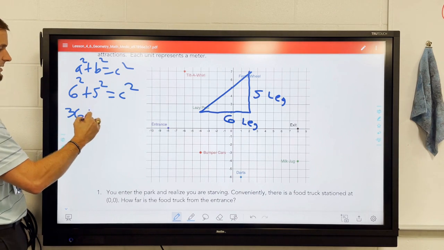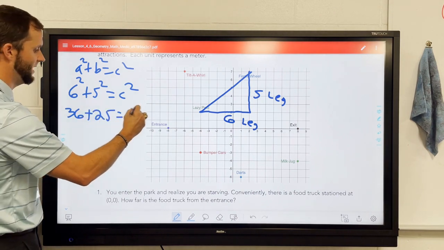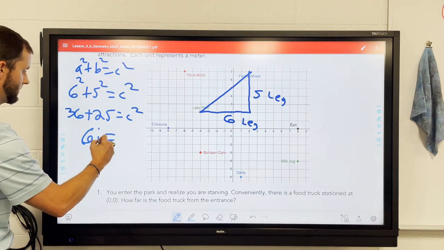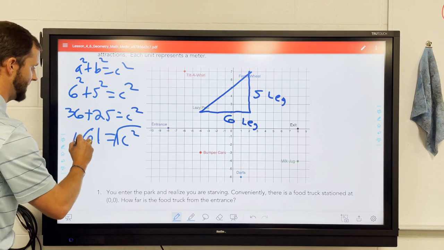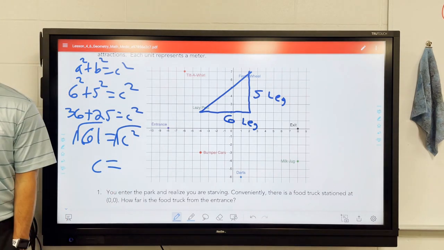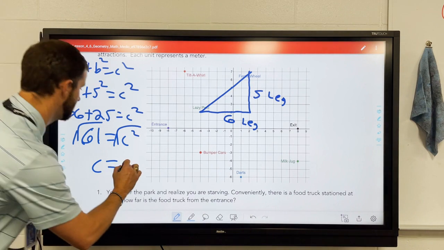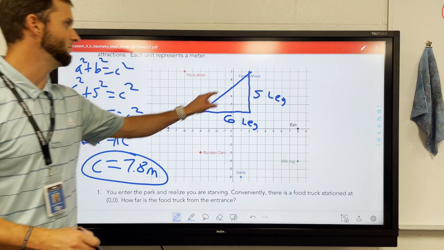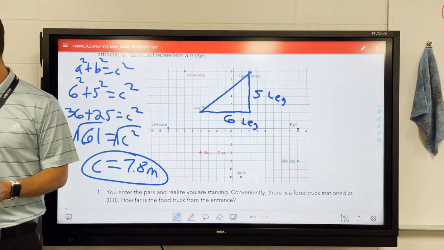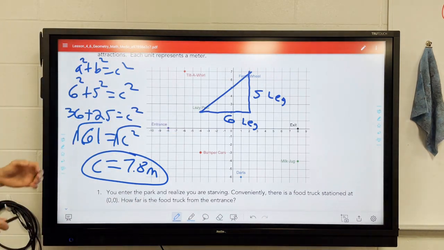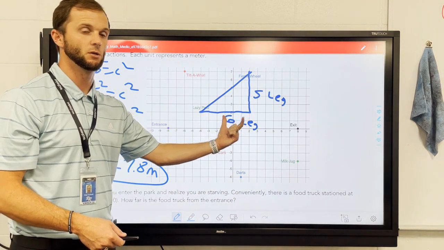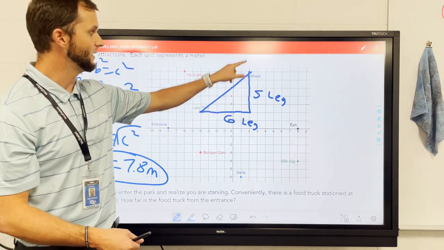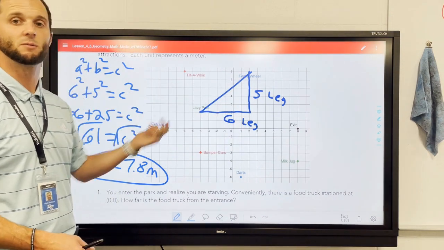6 times 6 is 36. 5 times 5 is 25. So that's 36 plus 25, which is 61. Then I want to take the square root of both sides. The square root of 61 is going to roughly give me 7.8 meters. So there would be 7.8 meters between the lazy pool and the Ferris wheel, okay? Pretty much you're just finding the difference between these two. Basically you're taking the x coordinates and finding the distance between those, then taking the y coordinates and finding the distance, and using the Pythagorean theorem.